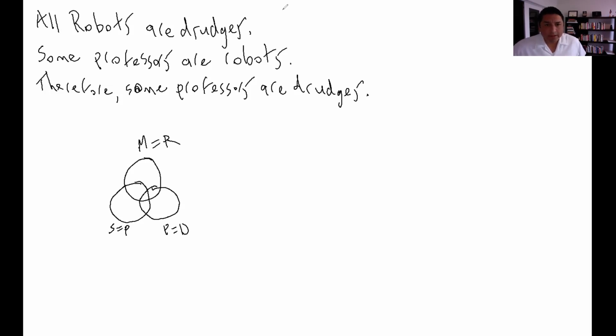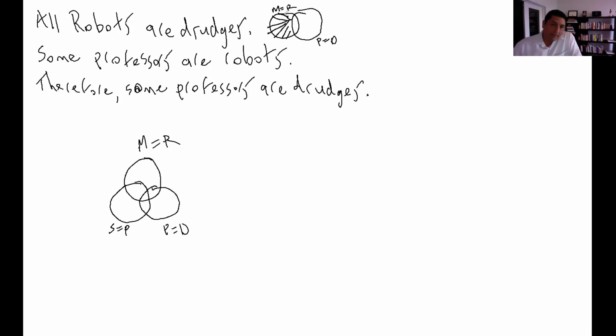So let's draw the Venn diagram for the first one here. It's saying that all robots are drudges, right? So, this is the middle term, and then this is the major term. Okay, now how would you draw this out? Well, you can take the standard A-type Venn diagram, right? And it says that all the robots are going to be drudges, so they're going to be in here. So there's not going to be any out here. Okay, so there's the Venn diagram for the first premise.